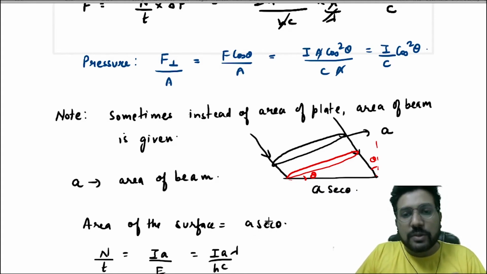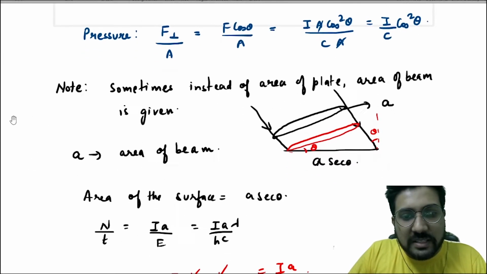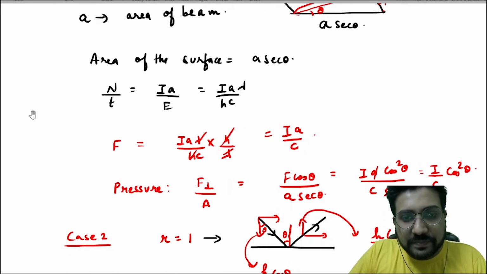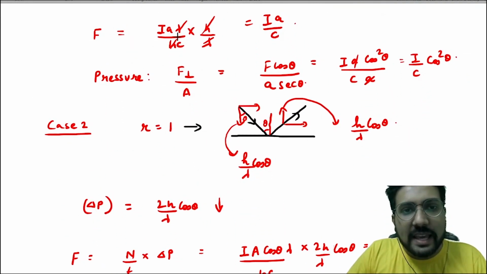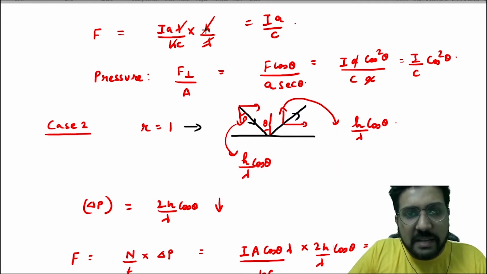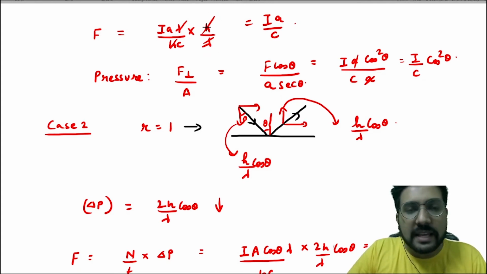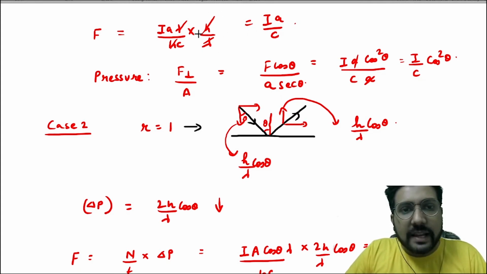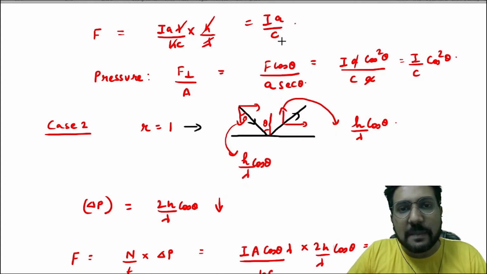Okay. So now what is the force on this beam? The force on this beam will be equal to I a lambda by hc, that is n by t, multiplied by the change in momentum of one photon, because the surface is absorbing. So the change in momentum is h by lambda, and h cancels, lambda cancels. So you will say the force is Ia by c.